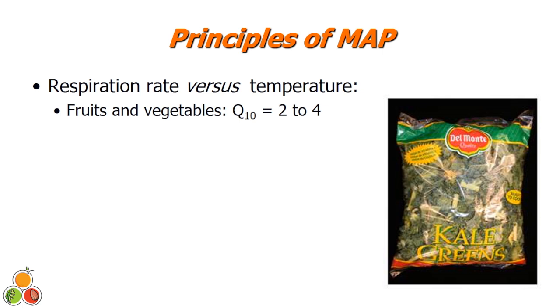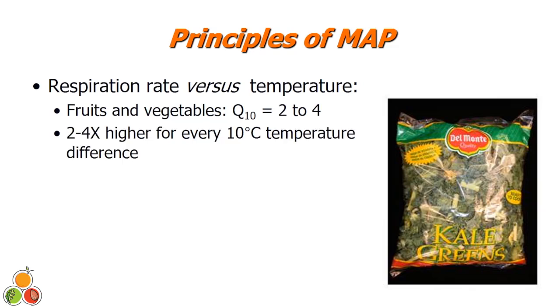I don't think it's been mentioned up till now, but there's a concept called the Q10, which is how you can express the effect of temperature on respiration rate. And for most produce, the Q10 is about 2 to 4. That means that for every 10-degree difference in temperature, the respiration rate is going to change by 2 to 4-fold. So 2 times higher to 4 times higher if the temperature is 10 degrees higher.